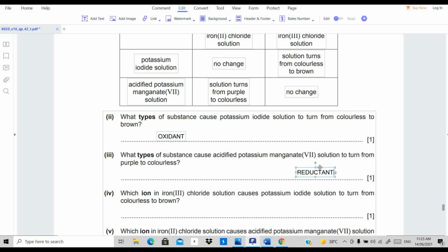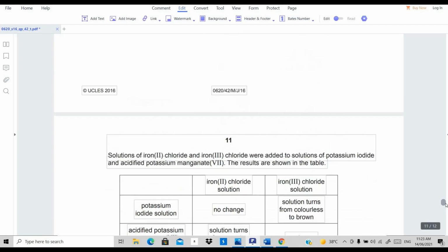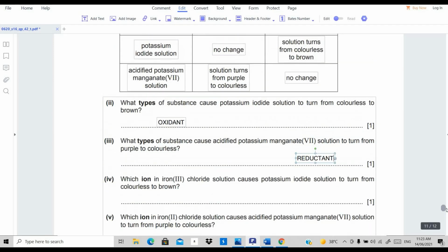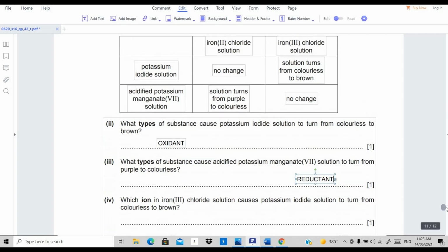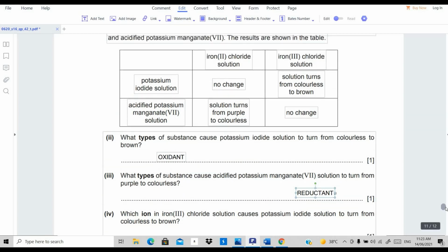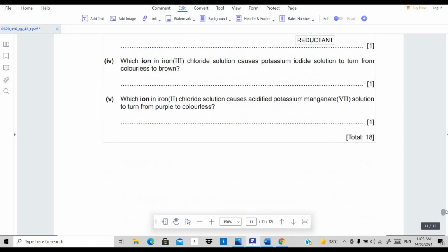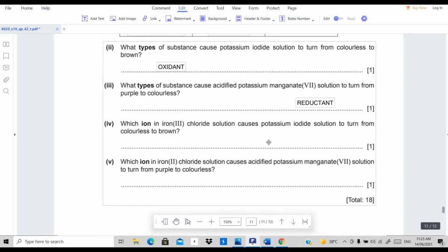Reductant. Okay. Which ion in iron 3 chloride solution causes potassium iodide to turn from colorless to brown? It's a direct, straightforward question. They're asking about the ion in iron 3 chloride solution that causes potassium iodide to change from colorless to brown. Iron 3 chloride, so it's Fe3 plus. Fe3 plus we can say is the answer for this question.